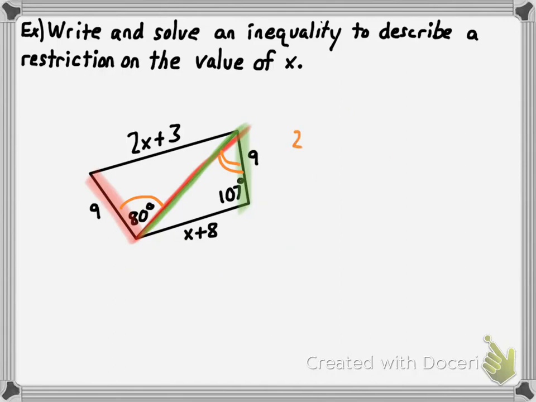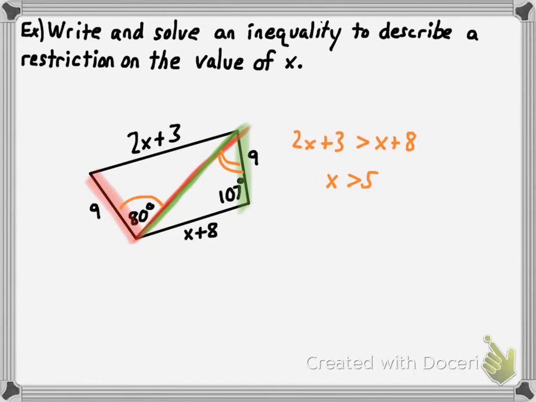Now, using that logic, we can make the exact inequality that reads 2x plus 3 is greater than x plus 8. And then we can conclude by using algebra that x is greater than 5. Subtract x and subtract 3 from each side of the inequality. Now, are there restrictions on how large x can be? Of course, but generally speaking, we know that it has to be greater than 5 in order for this distance to be greater than this distance.